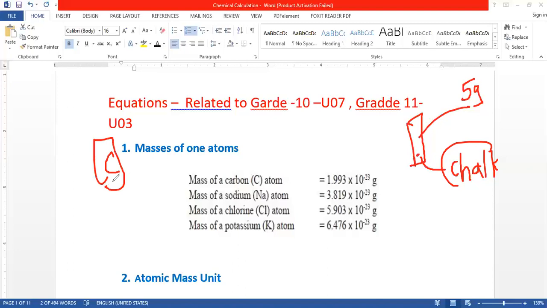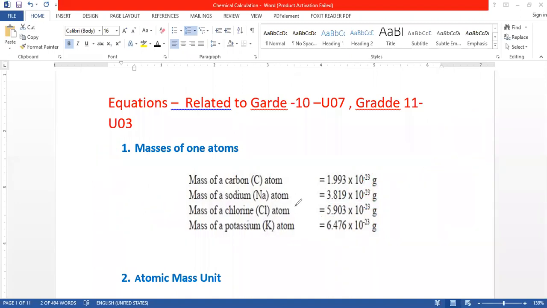Like that, if you take one atom of carbon, its mass is 1.99 × 10^-23, a very small mass. These masses are very much lower. So scientists thought they couldn't use this mass for calculation, for the easiness of students and the coming generation.